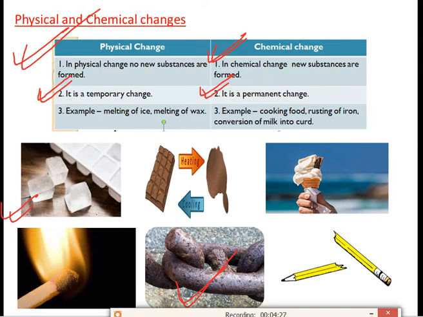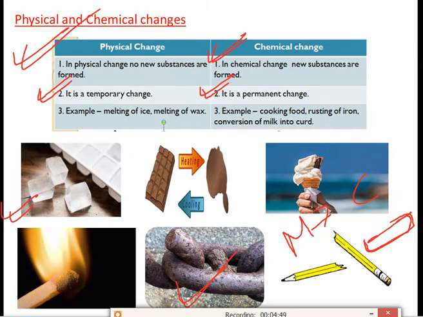Okay. So chemical change is a permanent change, meaning once you have converted milk into curd, you cannot get the milk back again, right? So that is a chemical change. Suppose you have burnt one piece of wood, can you get that wood back again? No, we cannot get it back. So that is a permanent change.